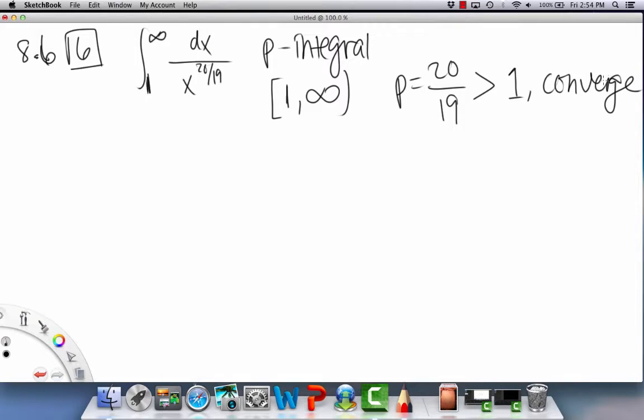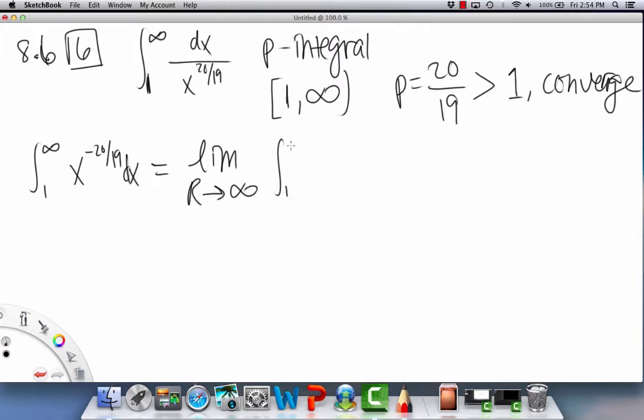So now we have to evaluate the value to which it converges. So then we get the integral from 1 to infinity, and this is the same thing as x to the negative 20 over 19 dx. And then we apply the handy-dandy limit, as r approaches the top one, in this case. So we're going to go from 1 to r. And then the rest is just the same. So we're going to evaluate the integral and then plug in r at the end.